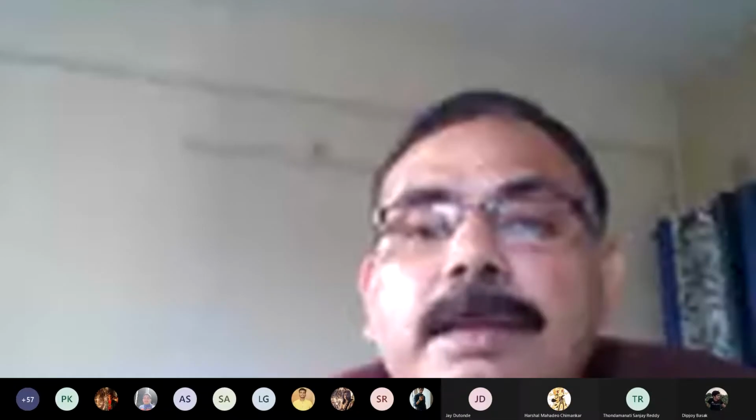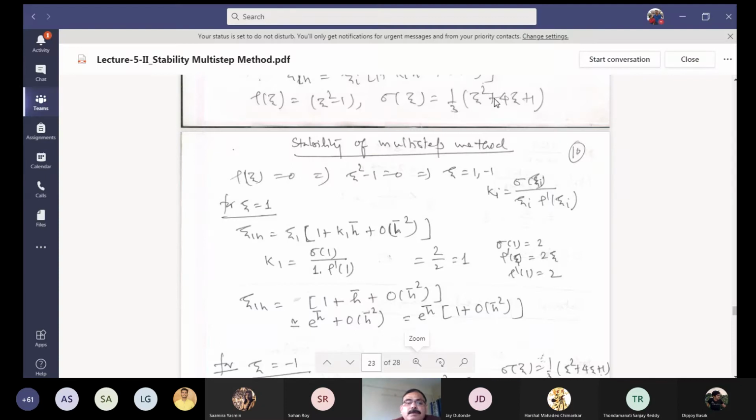Sigma xi is (1/3)(xi square plus 4 xi plus 1). Rho xi is xi square minus 1. So put xi equal to 1. You can immediately see that rho xi is this, rho prime is 2 xi, very obvious. So rho prime 1 is 2, sigma 1 is also 2. Sigma 1 is (1 plus 4 plus 1) divided by 3, that is 2. Immediately you see that K1 is 1.